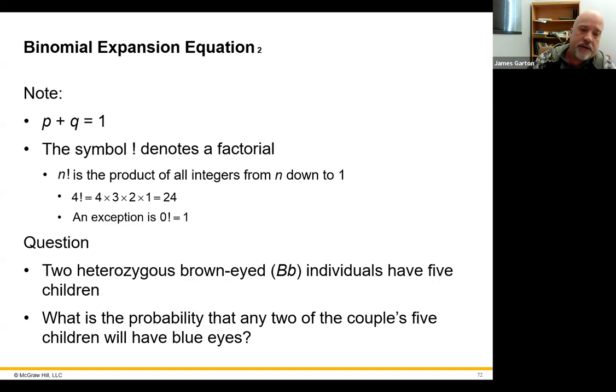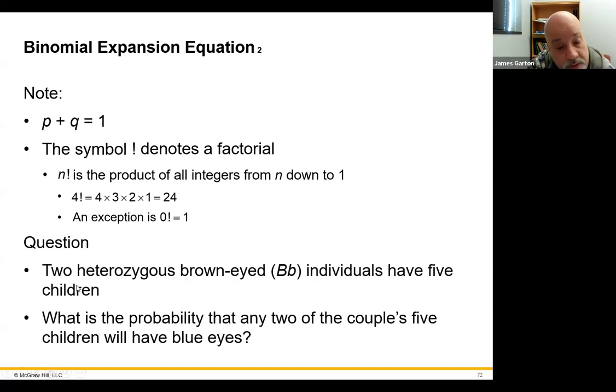And simply, the exclamation point means a factorial. It's just called bang. So 4 bang is the product of 4 times 3 times 2 times 1. And 5 bang will be 5 times 4 times 3 times 2 times 1, and so on and so forth. The exception is that there is a mathematical definition of 0 bang equals 1.